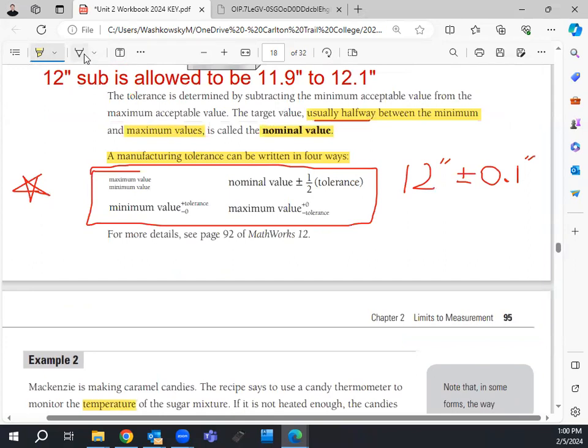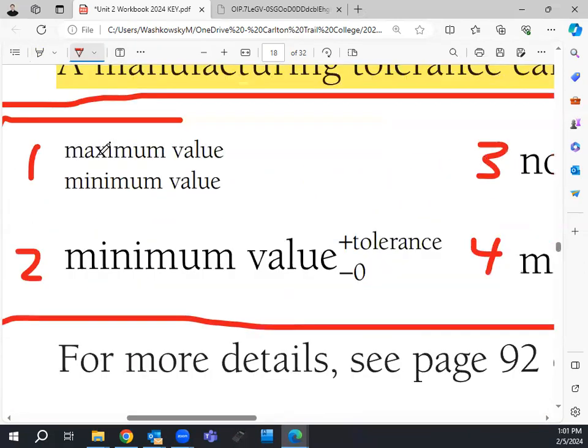So I'm actually going to go up here. I recommend you do this. I'm going to say this is 1, this is 2, this is 3, and this is 4. We're going to write it all 4 ways. And the first one I'm going to start out with, I'm just going to zoom in a second, is this one, maximum value and minimum value.